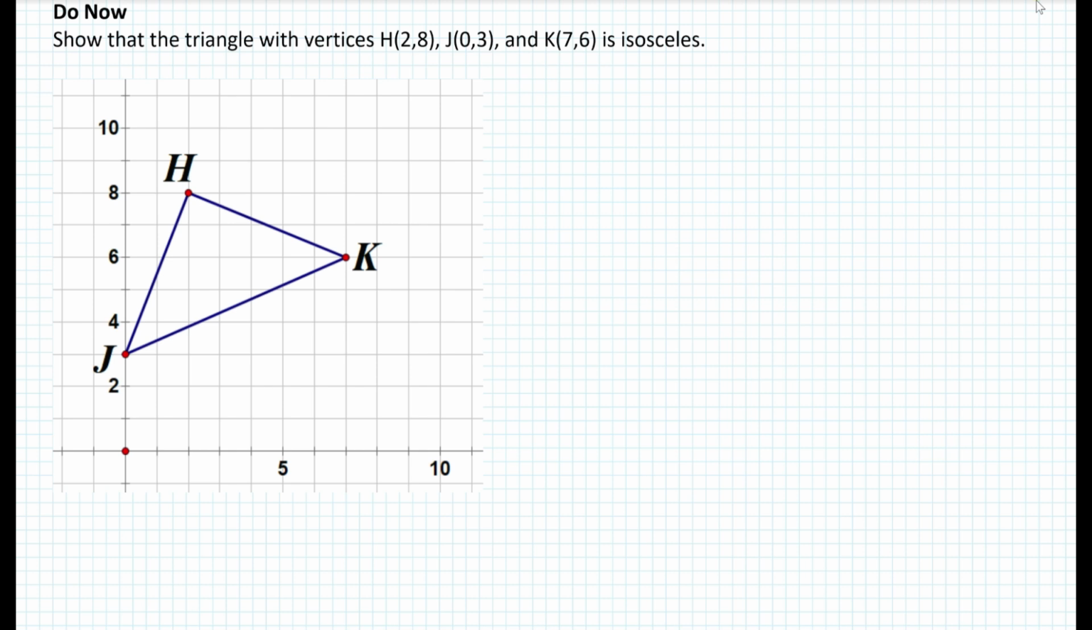So in order to determine if it's isosceles, you need to look at the lengths of these segments and compare, for example, the length of segment JH, segment KH, and segment JK. So how do we do this? Well, there's a concept in coordinate geometry called the distance formula, okay? So let me introduce the distance formula first, and then we can go back to solve this problem.